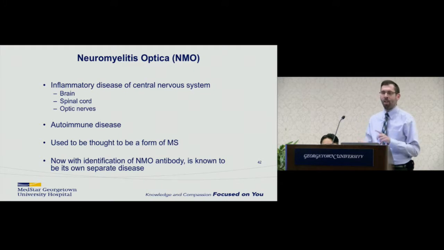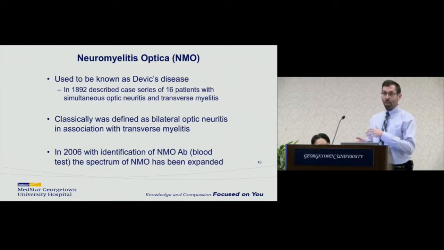MS can affect your brain, your spinal cord, and your optic nerves. And it used to be thought to be a form of MS before we had the blood test. But now with the identification of this NMO antibody, we know it's a separate disease. So this was not a new disease. It was first described back in the 19th century by Dr. Devic. It was known as Devic's disease.